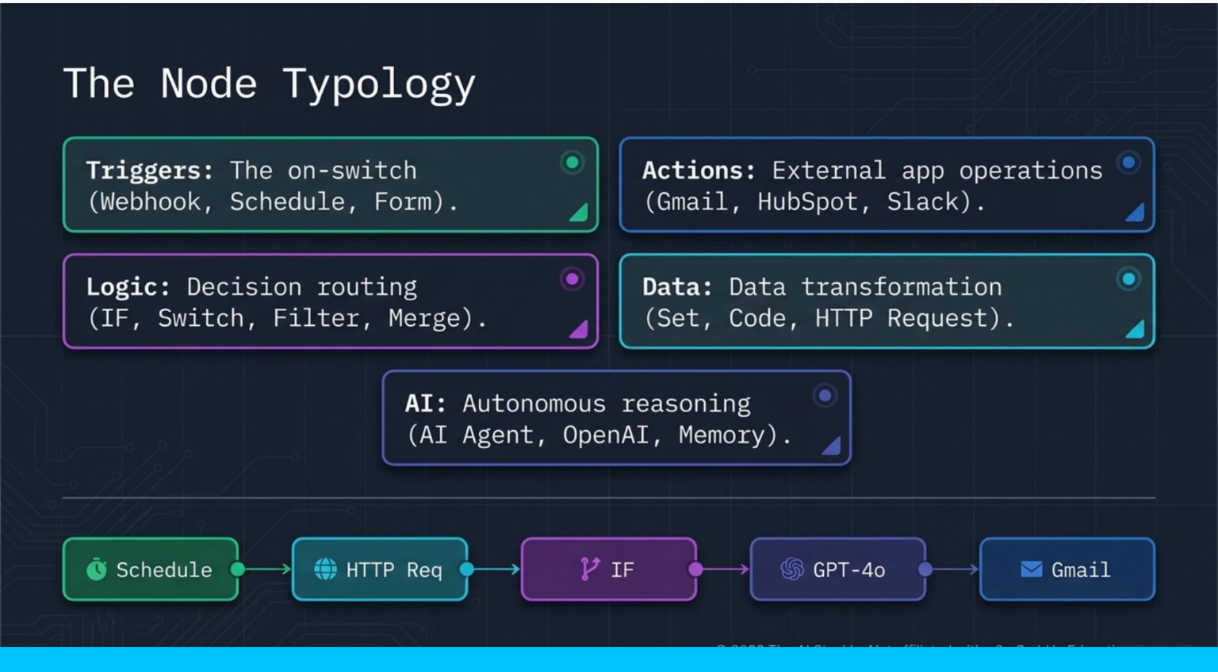Look at the workflow running along the bottom of this slide. A schedule trigger runs at a set time. An HTTP request fetches data from an API. An if node filters that data. GPT-4o analyzes it. Gmail sends the result. 5 nodes, 0 code, real business value, every single day.